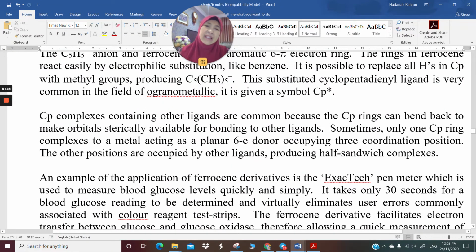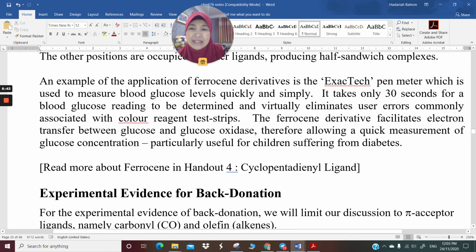CP complexes containing other ligands are also common, because CP rings can bend back to make orbitals sterically available for bonding to other ligands. Sometimes only one CP ring complexes to a metal, acting as a 6-electron donor occupying 3 coordination positions. The other positions can be occupied by other ligands, producing half sandwich complexes. There are so many different ways that researchers have experimented on cyclopentadienyl.